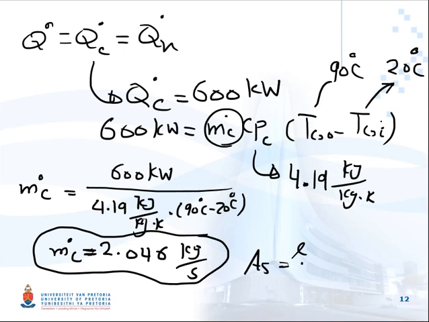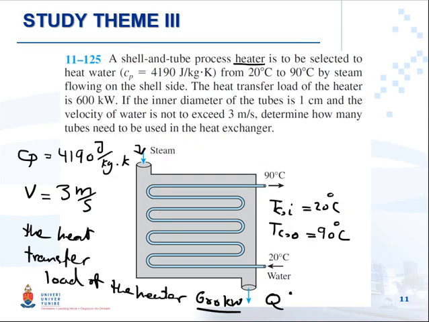So then what are we supposed to do here? If we go back to the question, we see that some of the information is given there. The inner diameter of the tube is given, and the velocity of water not to exceed, so the maximum velocity of water is given as well. If you remember, it is very simple. You use it a lot in thermodynamics.